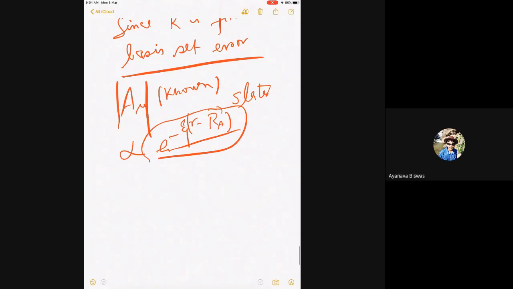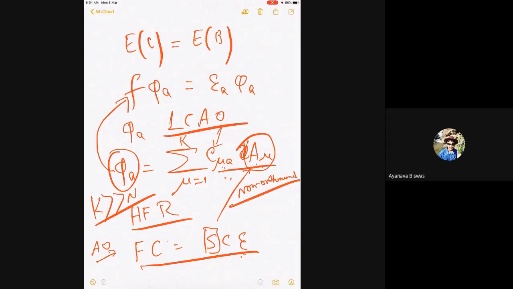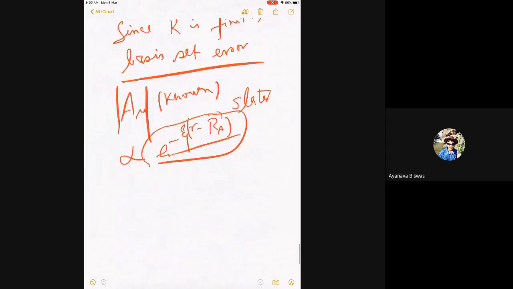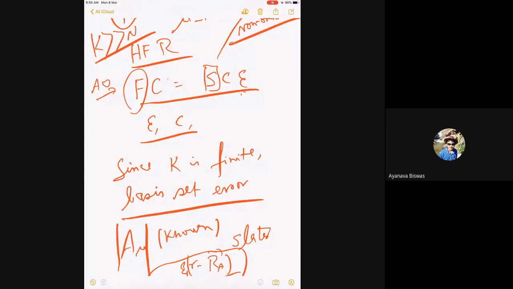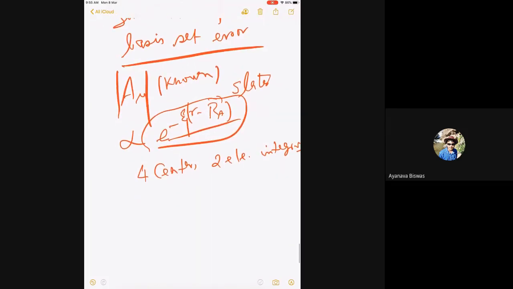But if you take these A mu's here as a Slater function, it turns out that the calculation of all these integrals in F becomes much more complicated. They have what are called 4-center 2-electron integrals. I am not writing the F matrix because F is a matrix over atomic orbitals, so you can write it in terms of the 2-electron integrals. And this becomes very, very difficult to solve in Slater orbitals.